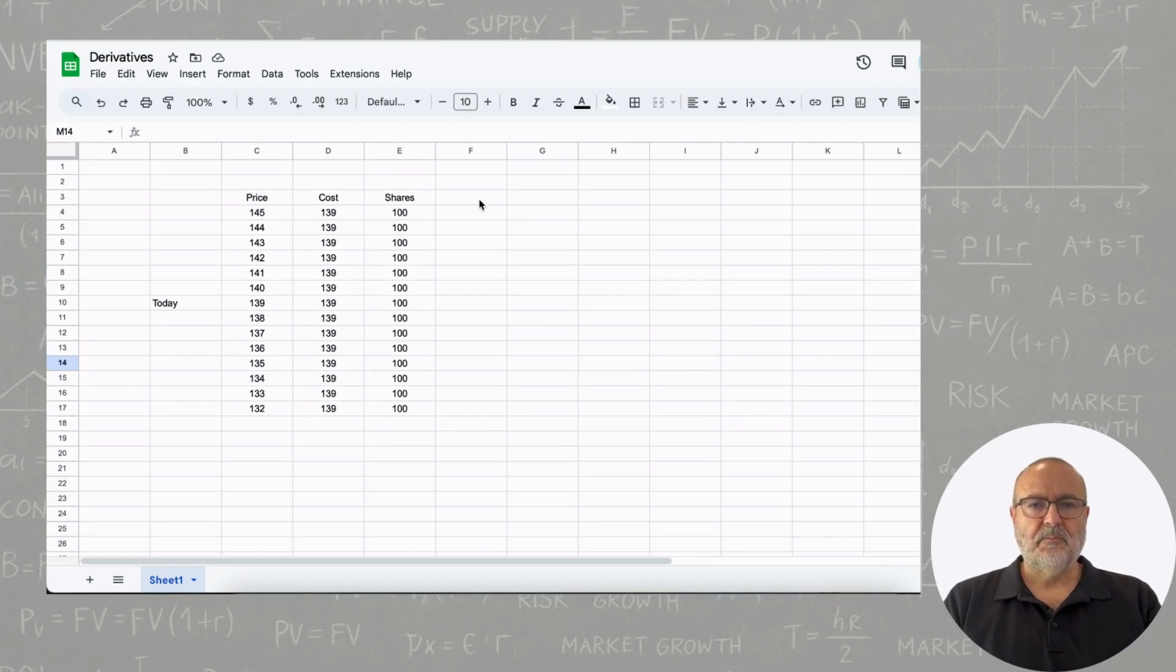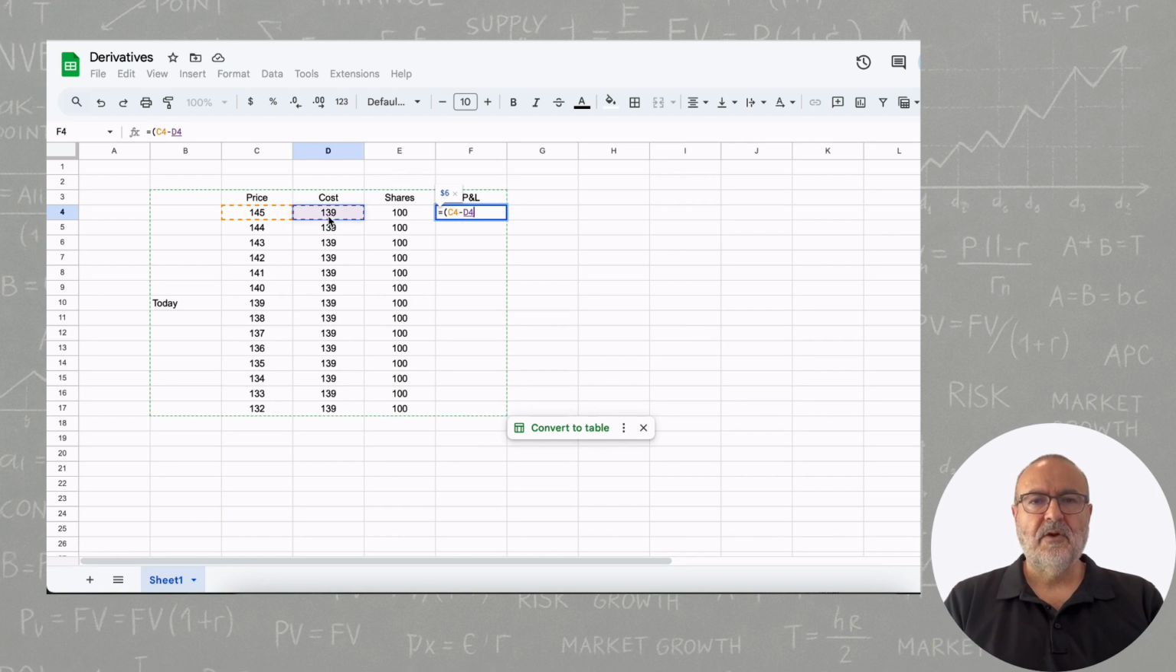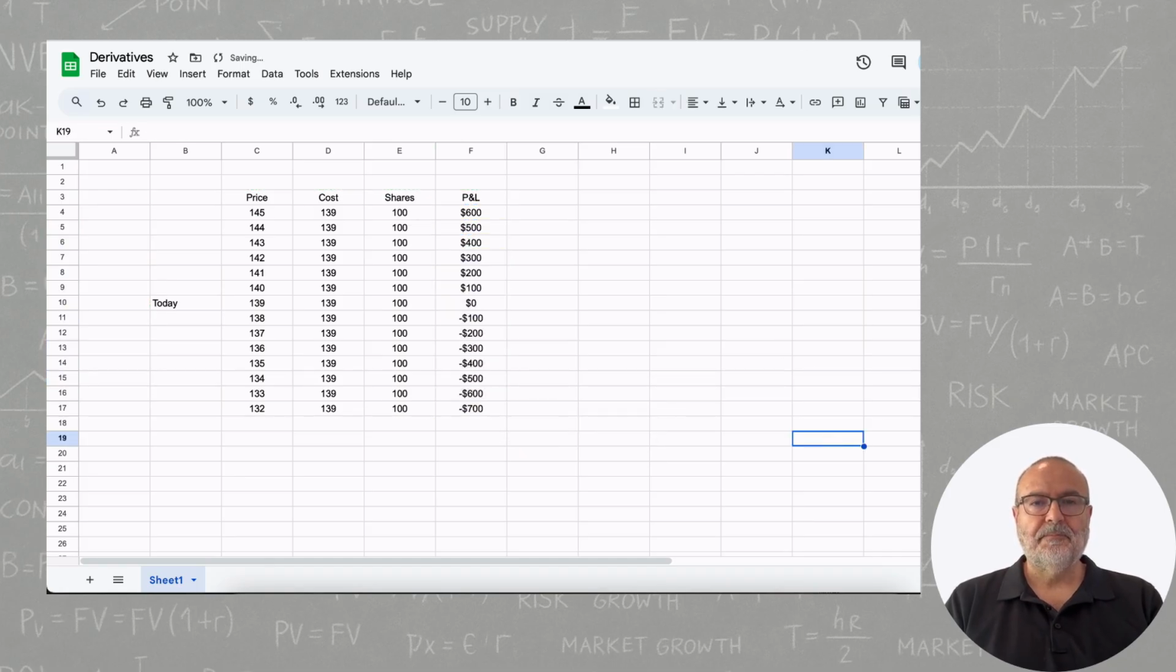We will then add the profit and loss column. Profit and loss for one share is the difference between the spot price and our cost per share. To calculate the total profit and loss, we will multiply the profit and loss per share with the number of shares.